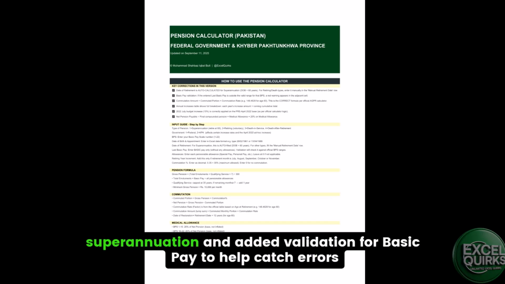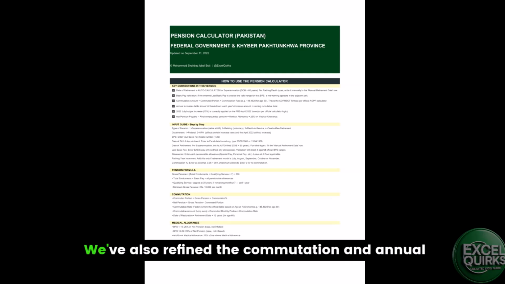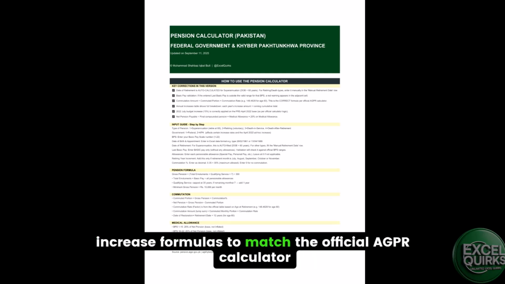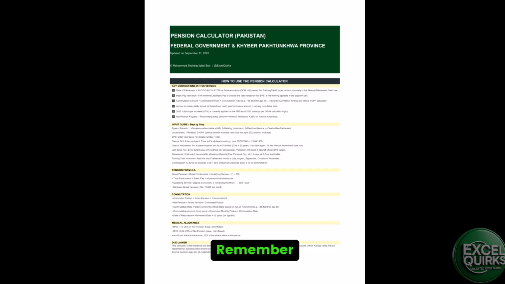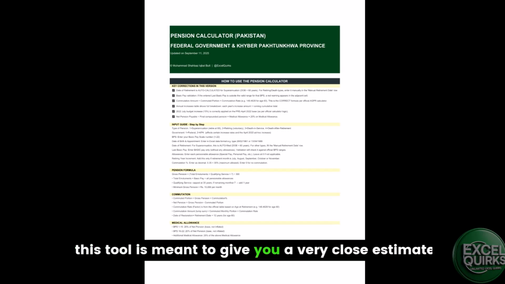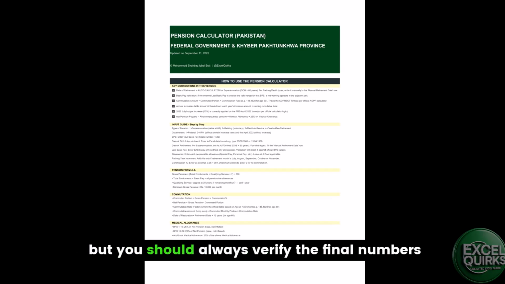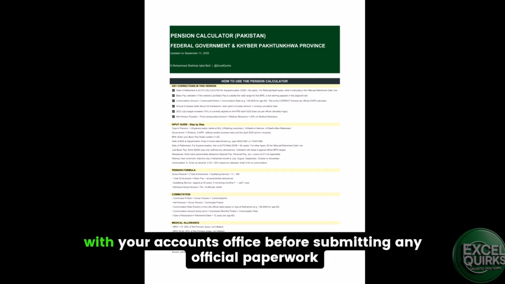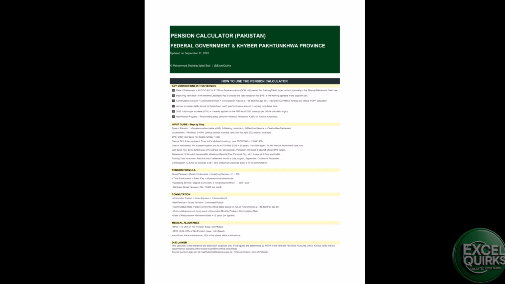We've automated the retirement date for superannuation and added validation for basic pay to help catch errors. We've also refined the commutation and annual increase formulas to match the official AGPR calculator. Remember, this tool is meant to give you a very close estimate, but you should always verify the final numbers with your accounts office before submitting any official paperwork.